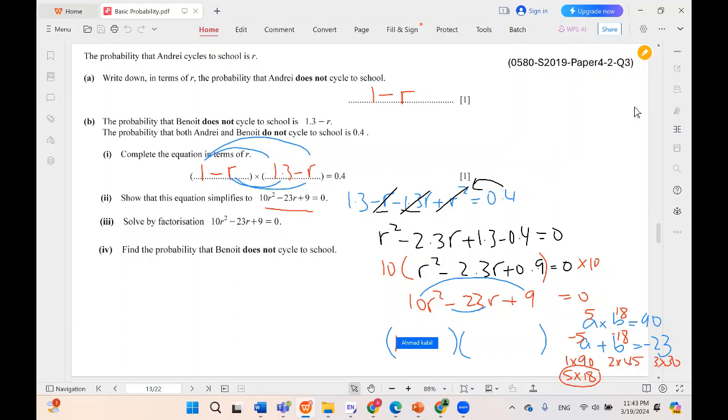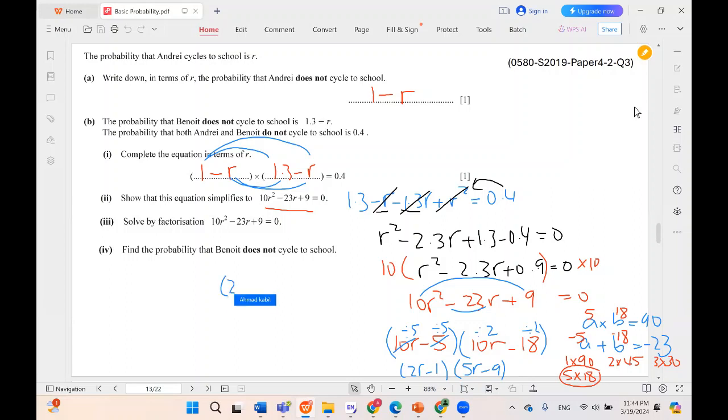Now we write 10r minus 5 and 10r minus 18. And finally, we simplify. So we divide by 5, we get 2r minus 1. Here we divided by 5 on both sides. Here we divide by 2 on both sides. So we get 5r minus 9. So now that we have our two brackets, we want to solve them equal to 0.